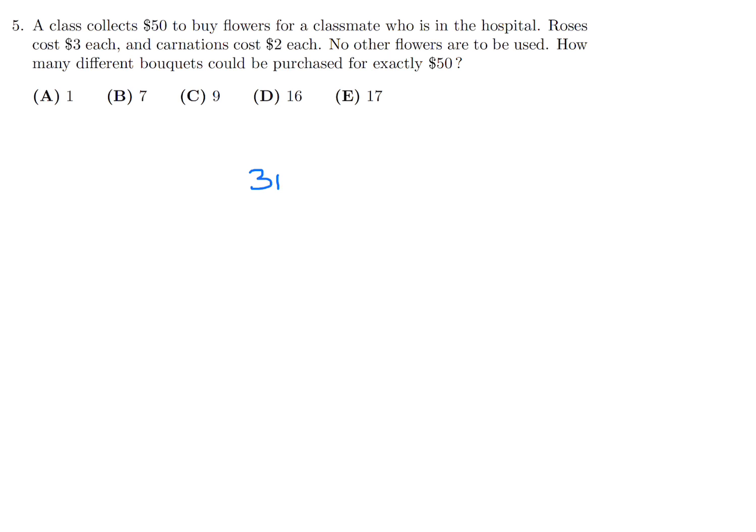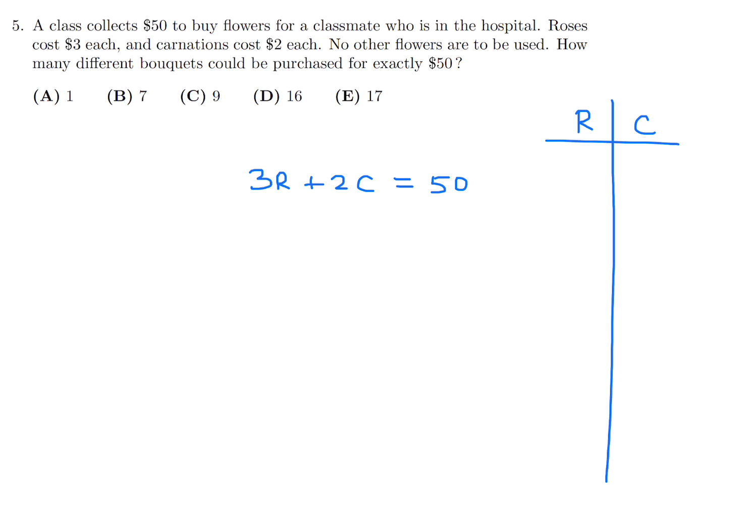So 3 times roses plus 2 times carnations is $50. This question is the equivalent of asking what are the integer solutions for that formula, because we can't have non-integer values for R and C.